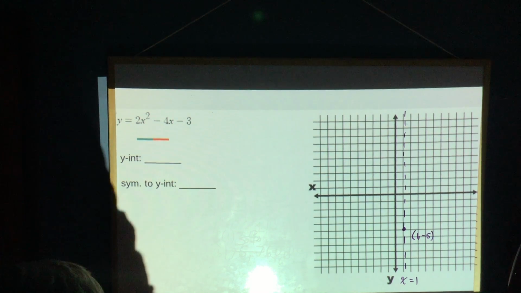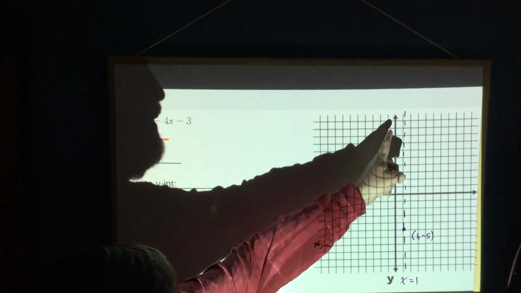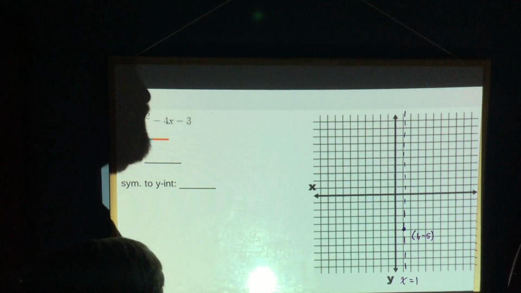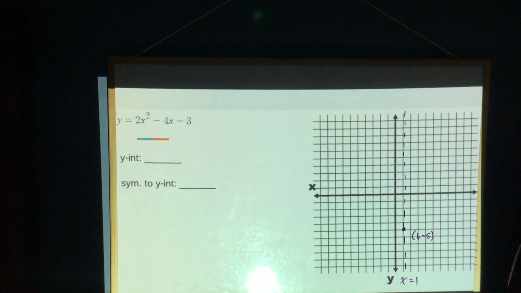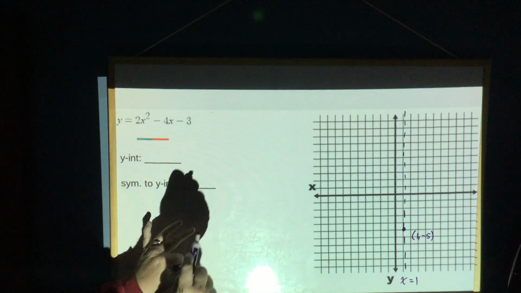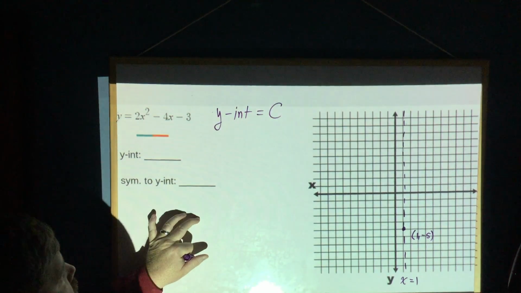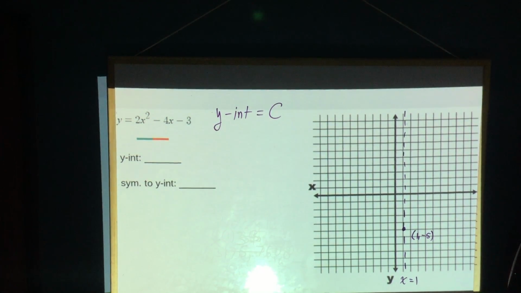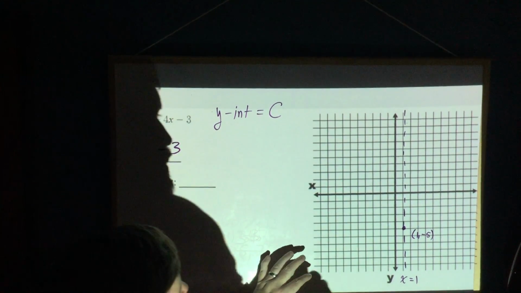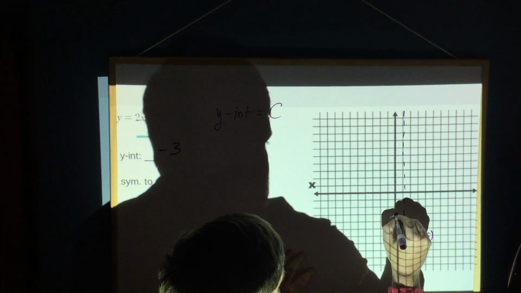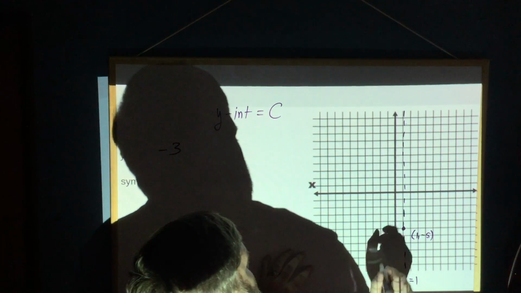The y-intercept occurs where the parabola crosses the y-axis. If you look on the y-axis, every single x value is 0. So plug 0 in right here. This goes away, this goes away. What are you left with? Negative 3. In other words, the y-intercept is always equal to whatever c is. So in this case, the y-intercept is negative 3. So I'm going to go down and put the y-intercept there at negative 3. Kind of missed. Try that again.